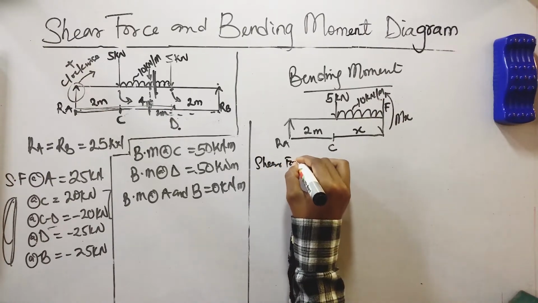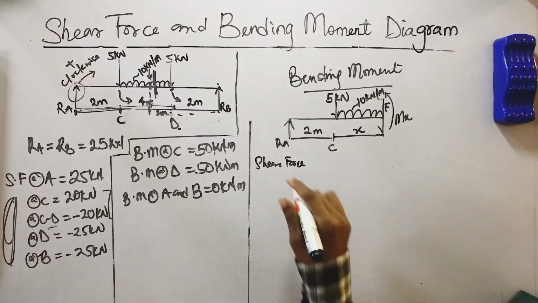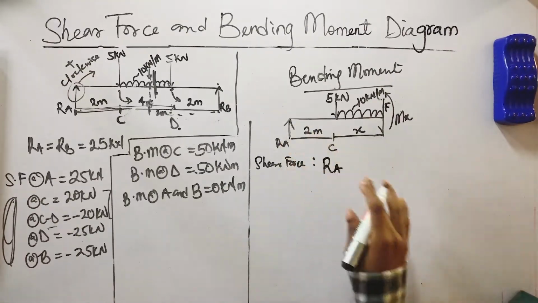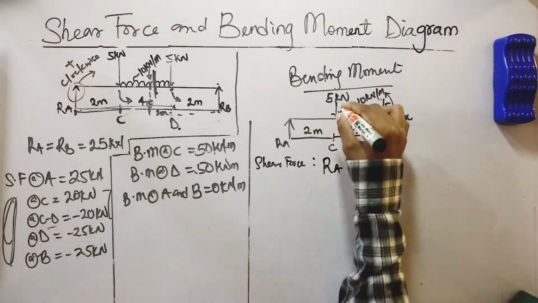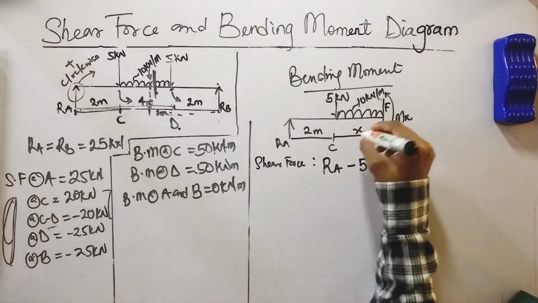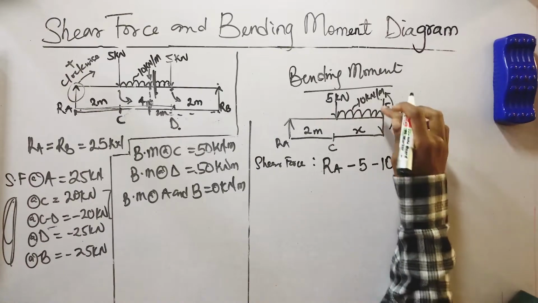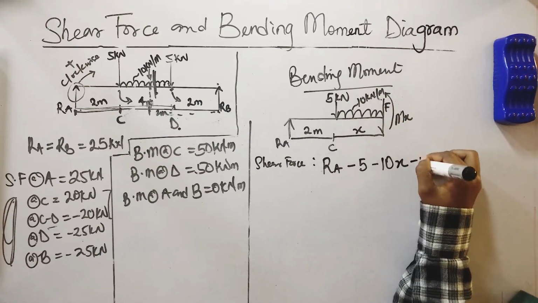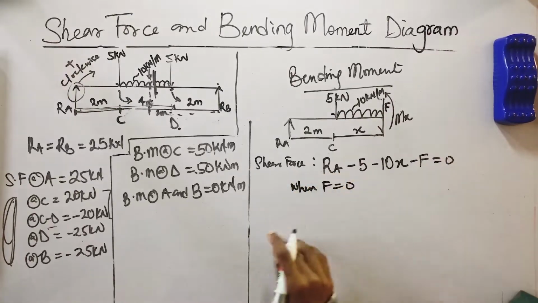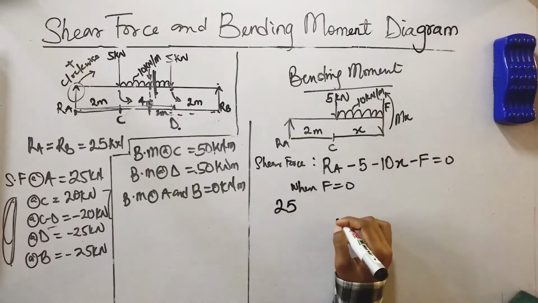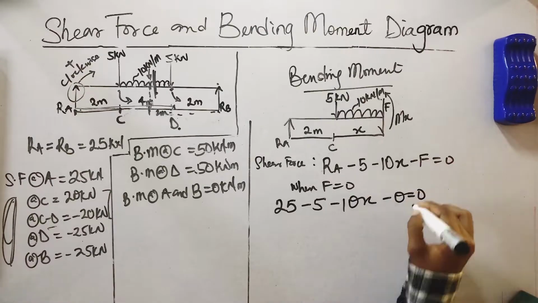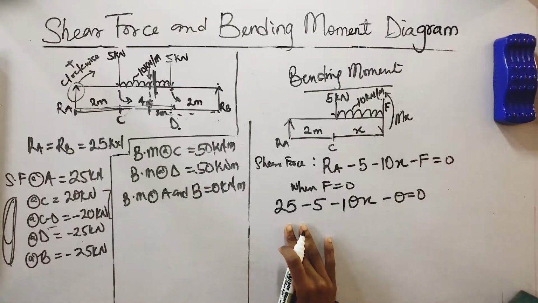So looking for the shear force, we're going to get the shear force equation. Now remember, shear force is the summation of all the vertical forces acting on the beam, and so we have RA, which is a positive force, minus 5, which is negative, and then we have the UDL, which we have to convert to point load, which is minus 10 times its span, which is x, thus we have 10x, and then minus the shear force. Now we remember that shear force is equal to 0, so we have RA, which is 25, minus 5 minus 10x minus 0.